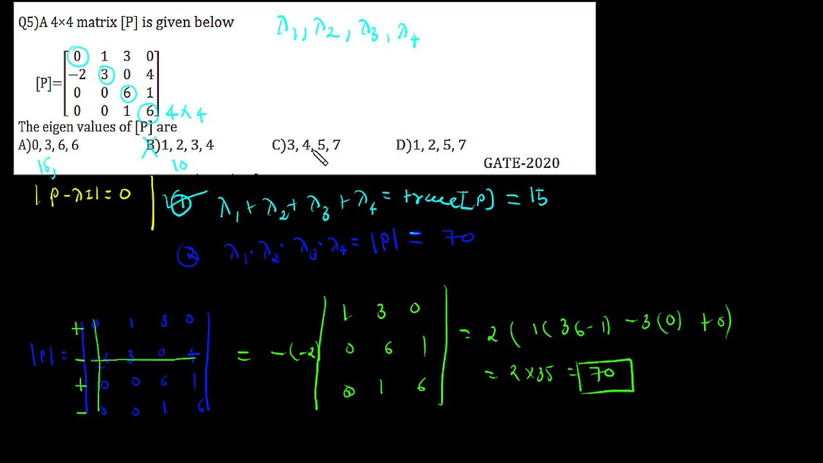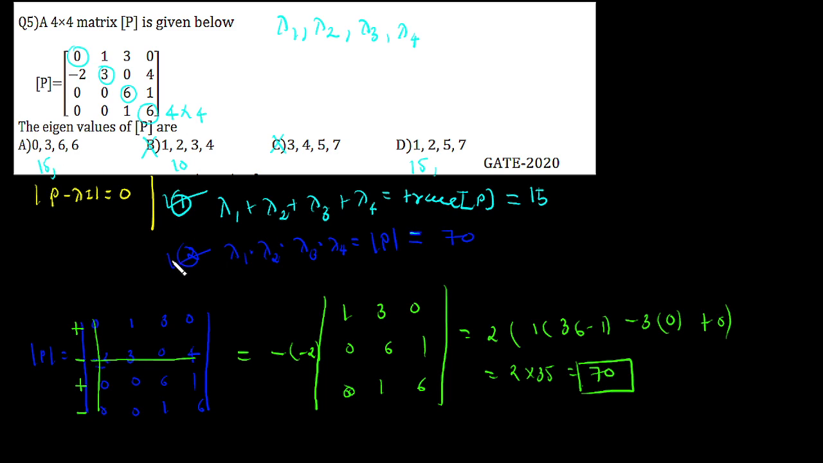Now option C, again it is not giving the sum as 15. So again option C is not the correct set of eigenvalues. Now again look at option D. Here also the sum is 15. So I can say option D may be the correct set of eigenvalues. So now we have cancelled out these two options and we have to select the correct one from A and D. So now let's use the second property.